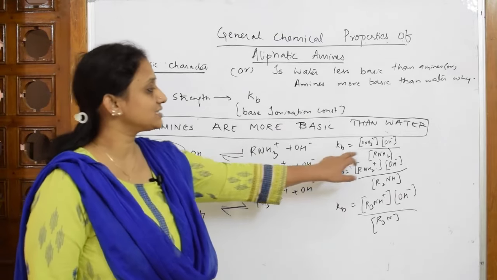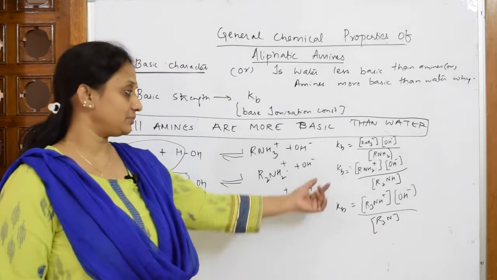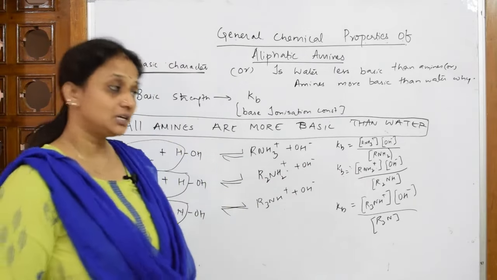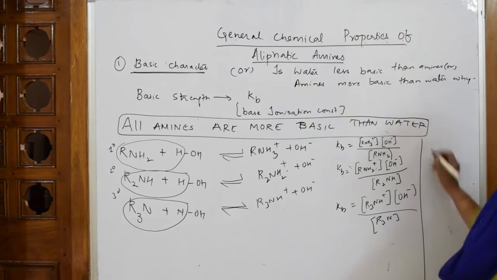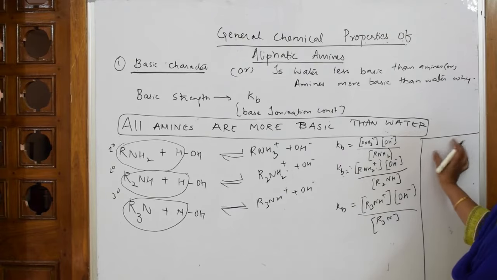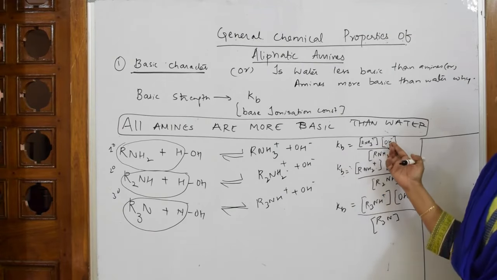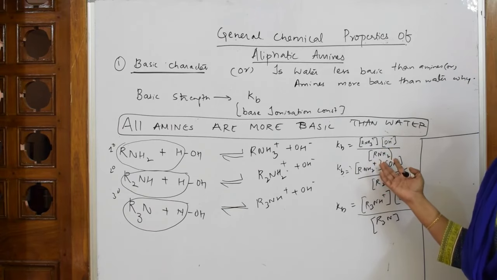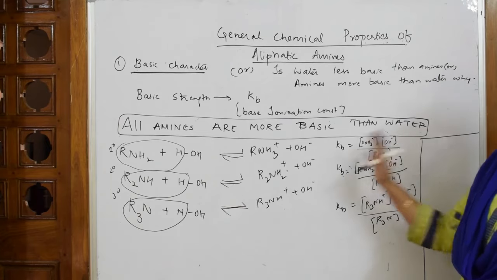Those are the base ionization constant for primary amine, for secondary amine, and for tertiary amine. So, where am I going to use this value? Basically, we are going to take these values and see that everything has a different value. When you try to solve, take this concentration, take this and take this, solve this particular formula, you get certain values.